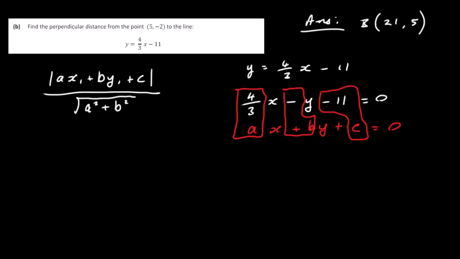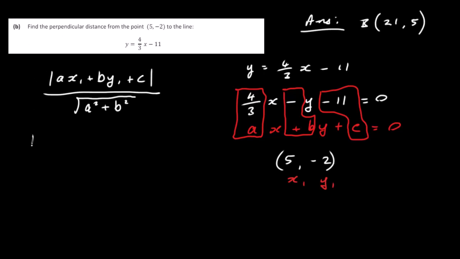Our (x1, y1) is going to be this point here. So we've got the point (5, minus 2). I'll put it over here. (5, minus 2). So that's going to be our (x1, y1). So I think that's everything we need to put in there. So let's do it.